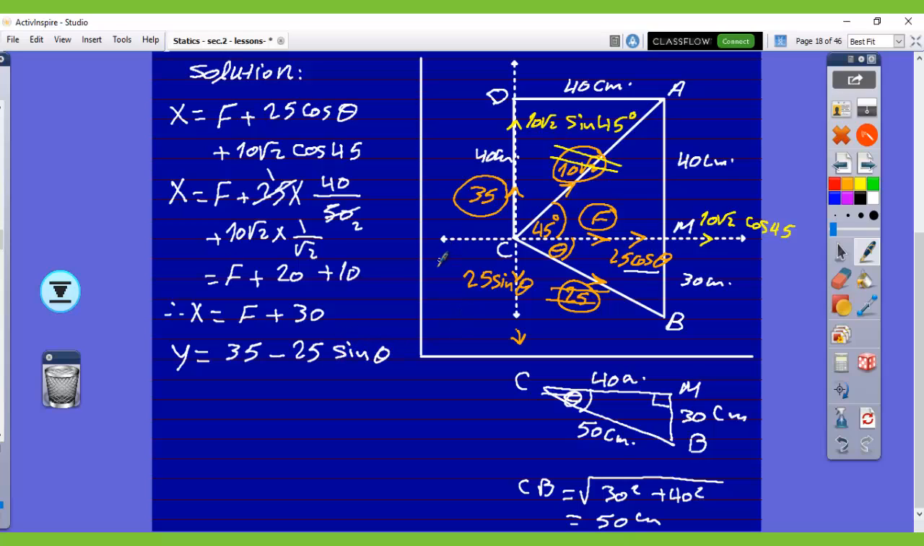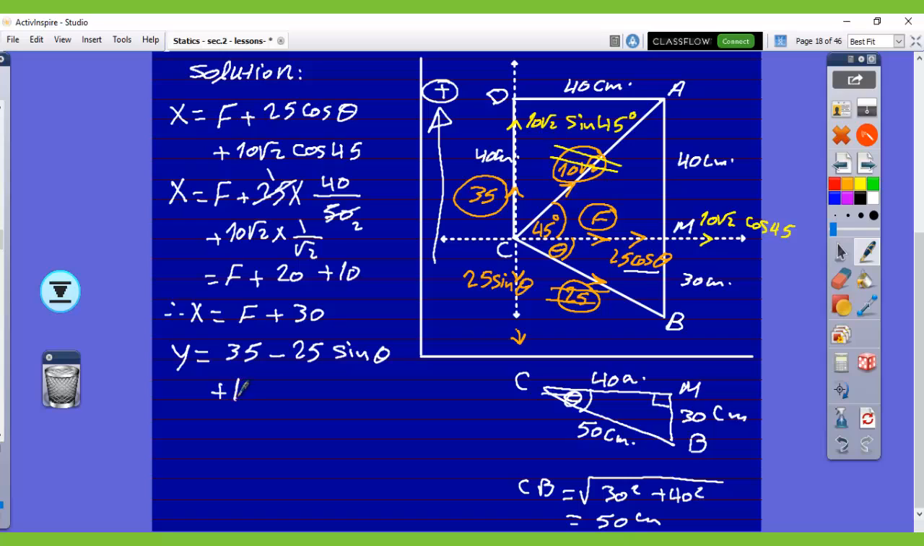Considering CD here like this, it is the positive direction. So any force in the opposite side will be in the negative direction, and it will take the negative sign. So we have 35 minus 25 sine theta, of course plus the force 10 root 2 sine 45.